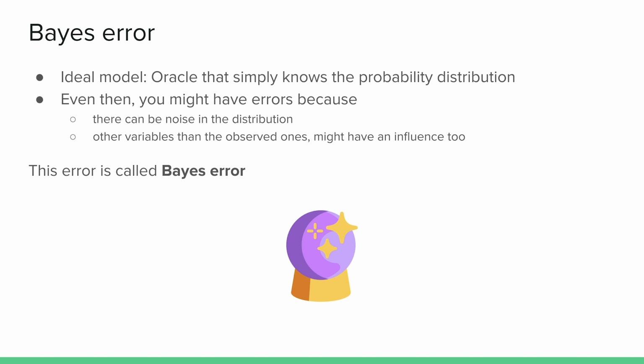One more term that you should be aware of is the so-called Bayes error. So an ideal model, if you think about it, would be an oracle that simply knows the underlying probability distribution. And whenever you show it something, gives you more or less the correct answer. But even if you have such an oracle that knows the underlying distribution, the problem is that you can still have errors. Why? Because there can be noise in the distribution. Even if you know the true underlying distribution, the sample that you're drawing your examples from can have some noise. And you might actually run into the issue that you have knowledge of the underlying distribution of the variables that you're observing, but the actual output is affected by variables that you cannot observe or that you are not observing. And that can have an influence too. So you will always have a certain error here, and that is called the Bayes error.